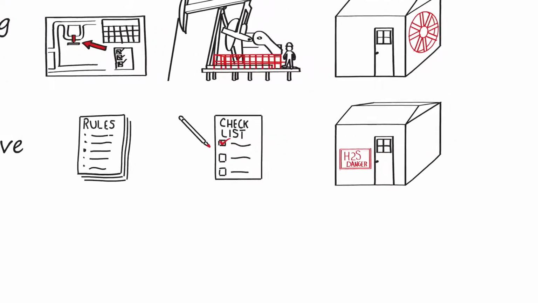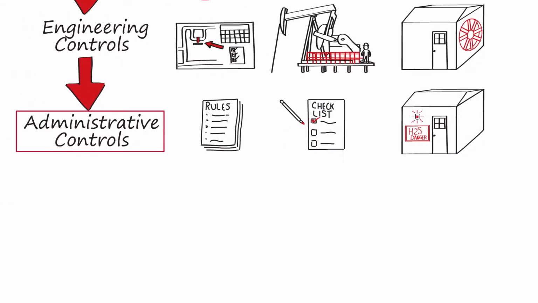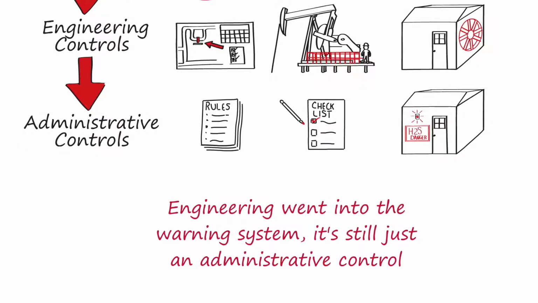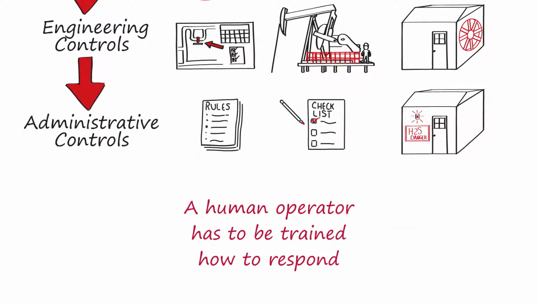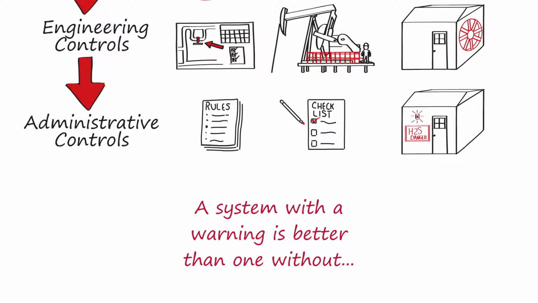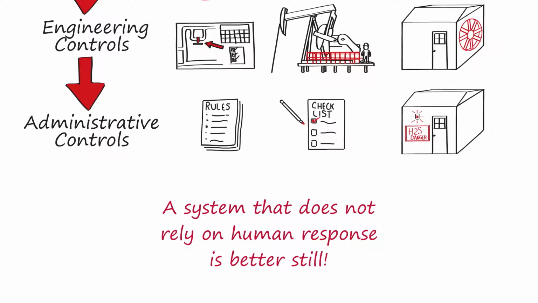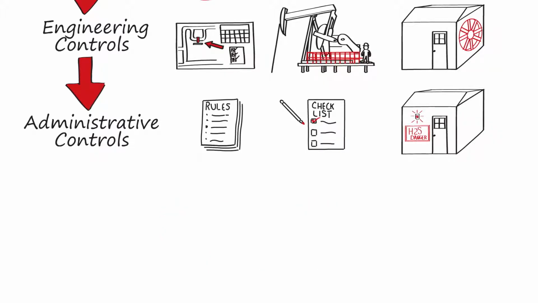So for example, if you have a confined space and you implement an automatic warning light that indicates gas levels are dangerously high, this would be an administrative, not an engineering control. While engineering went into the warning system, it's still just an administrative control because a human operator has to be trained in how to respond and do something to address the problem. A system that automatically removes the gas buildup, a ventilation system with an extract fan, would be an engineering control. Obviously, a system with a warning is better than one without, but you can also see why a system that does not rely on human response and decision-making is better still.